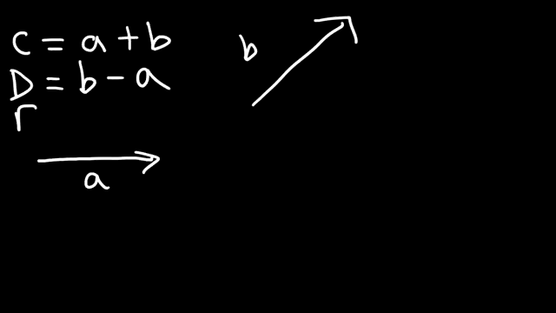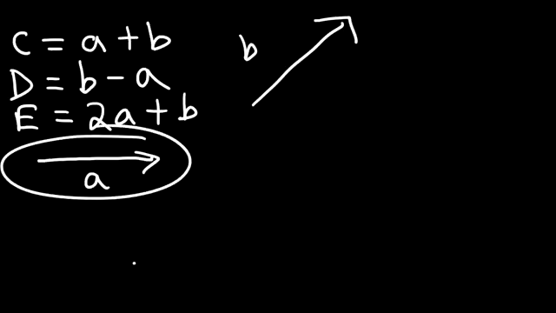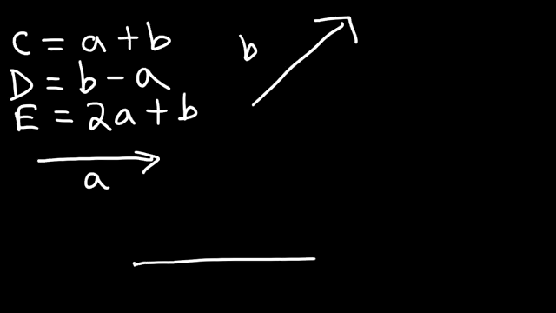Now let's say that vector E is 2A plus B. Go ahead and draw this vector. What's going to happen if we multiply vector A by a scalar quantity, which is just a number, in this case 2? So what is 2A? All it is, it's basically doubling the length of vector A. So if this is A, 2A is going to be twice the length. And then we need to add vector B to it.